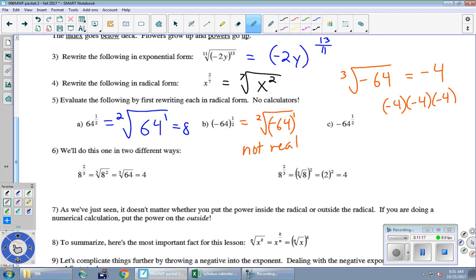All right, let's take a look at C. Looks similar to B. Negative 64 to the 1/2. Okay, I see a 1/2. See a fraction, so I'll put a square root. What number goes inside? Negative 64? Just 64. Which one? 64 or negative 64? What goes inside?